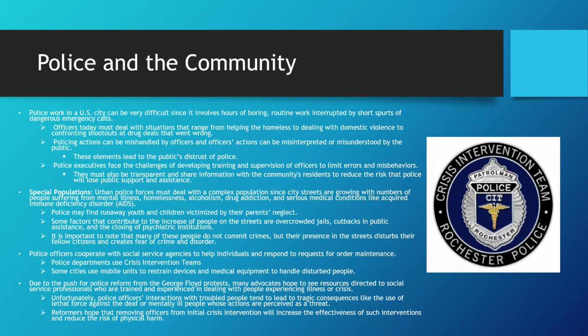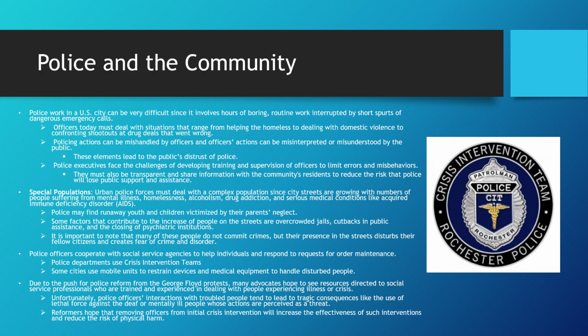Police work in a U.S. city can be very difficult since it involves hours of boring, routine work interrupted by short spurts of dangerous emergency calls. Officers today must deal with situations that range from helping the homeless to dealing with domestic violence to confronting shootouts at drug deals that went wrong.